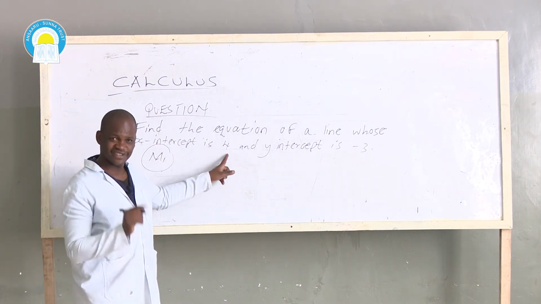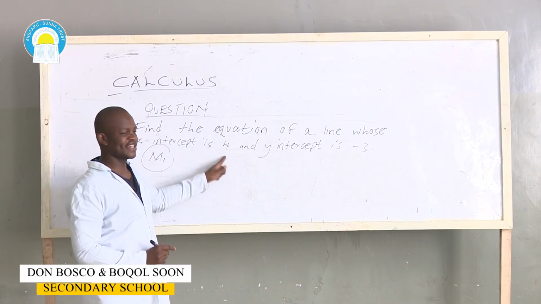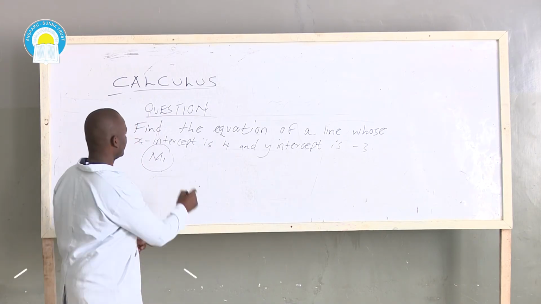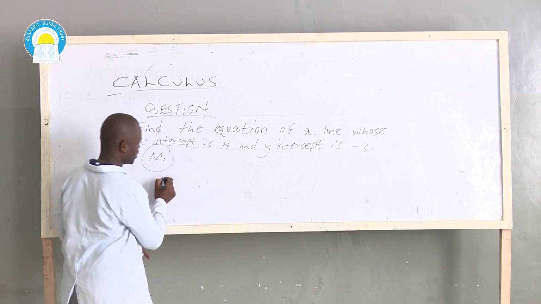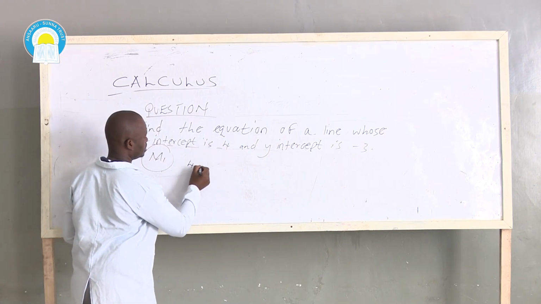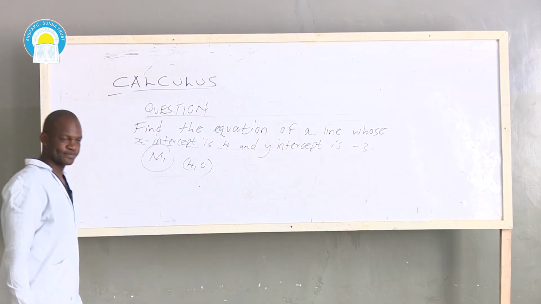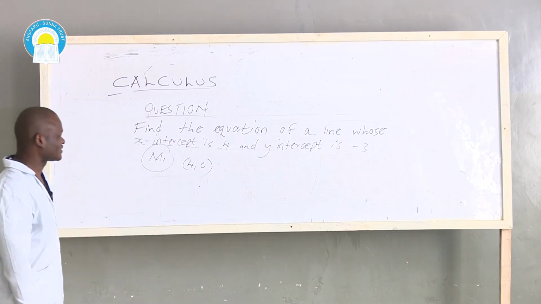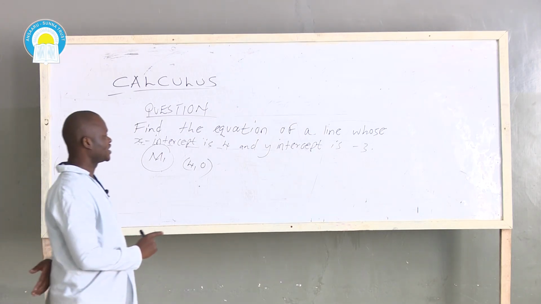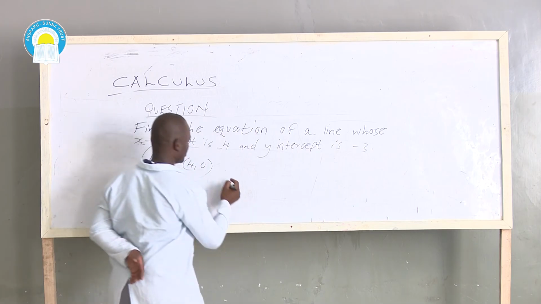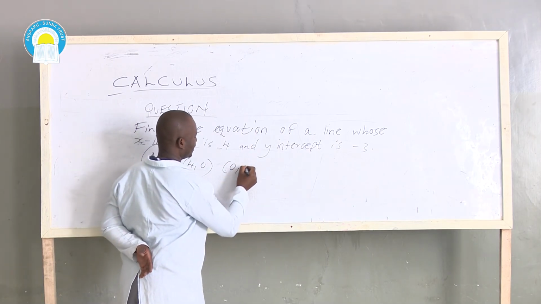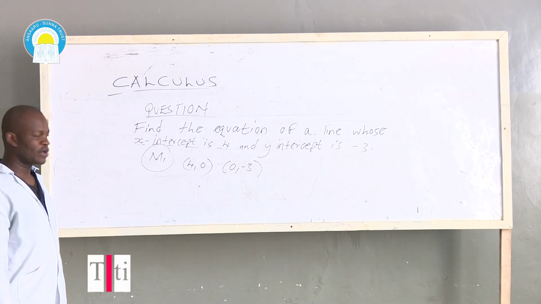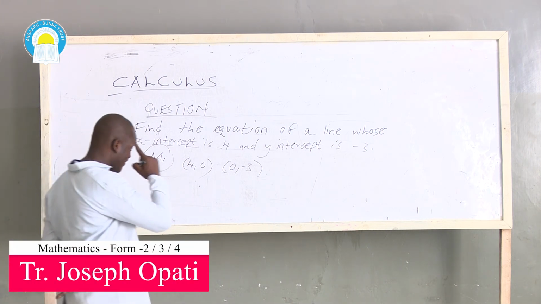This is the x-intercept. At the x-intercept, the corresponding value of y is 0, meaning the full coordinate of that point will be 4, 0. You've been given the y-intercept as -3, meaning the full coordinate of that point will be actually 0, -3. Now, having those points, how do you proceed next? You proceed by finding what?